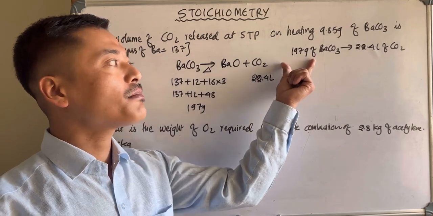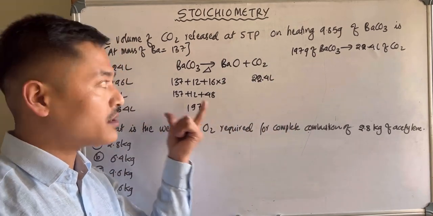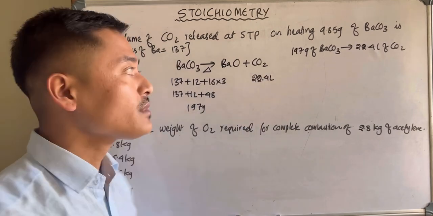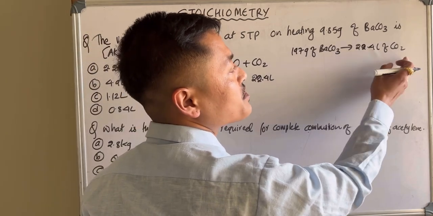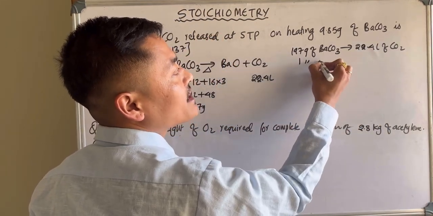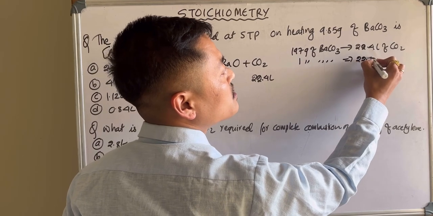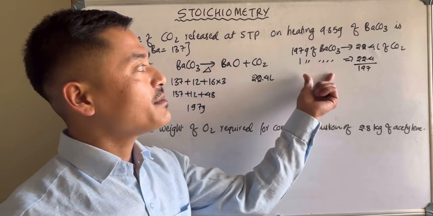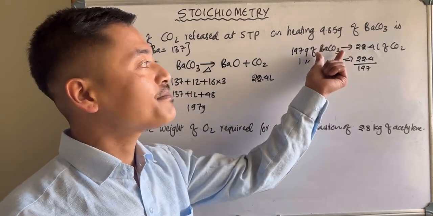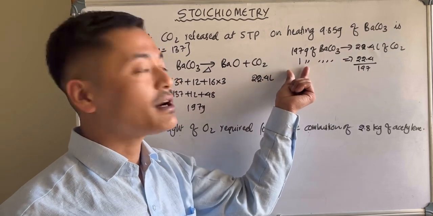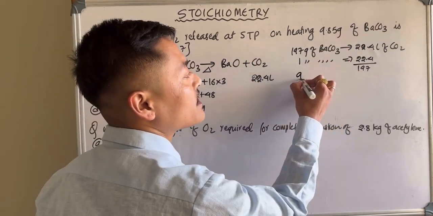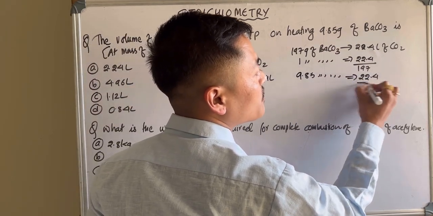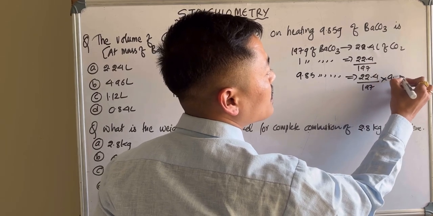So you can easily compare the mass of one compound with the mass of another compound if it is a perfectly balanced chemical equation. And 197 gram of BaCO3 is producing this much liter of carbon dioxide. That means 1 gram will be producing how much? It will be 22.4 divided by 197. But what is the mass of BaCO3 that is given? It is not 1 kg, 1 gram. It is 9.85. So 9.85 gram of BaCO3 will be producing 22.4 divided by 197 into 9.85.